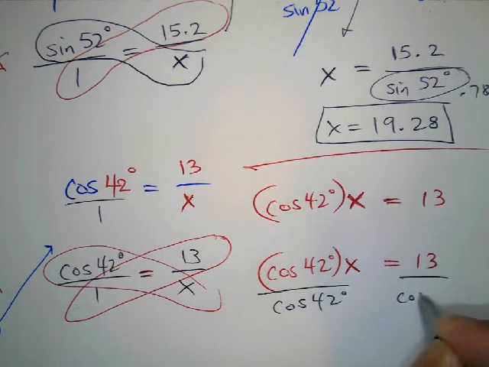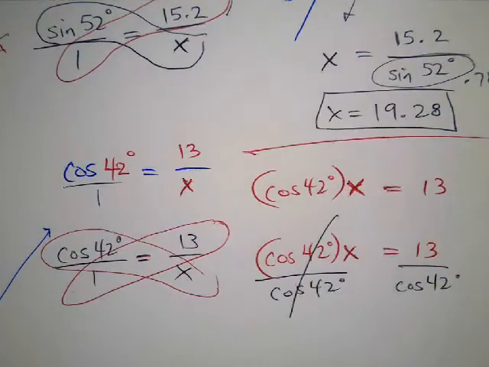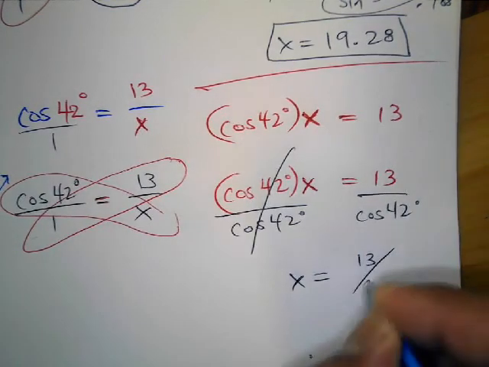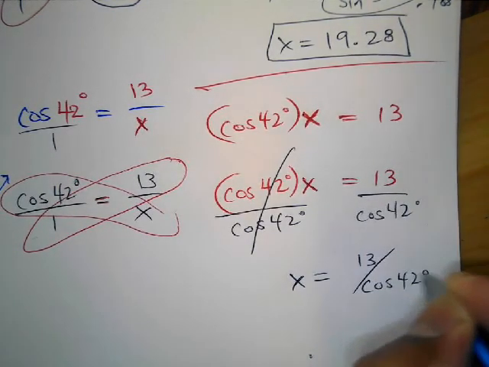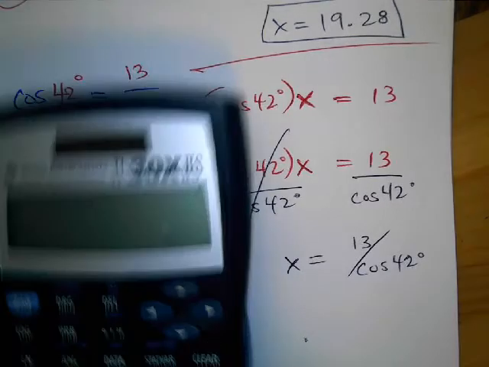How do I undo it? You divide, right? Divide by cosine of 42. Whatever you do to one side, you do to the other side. And then you get the x by itself. X is equal to 13 over cosine 42.